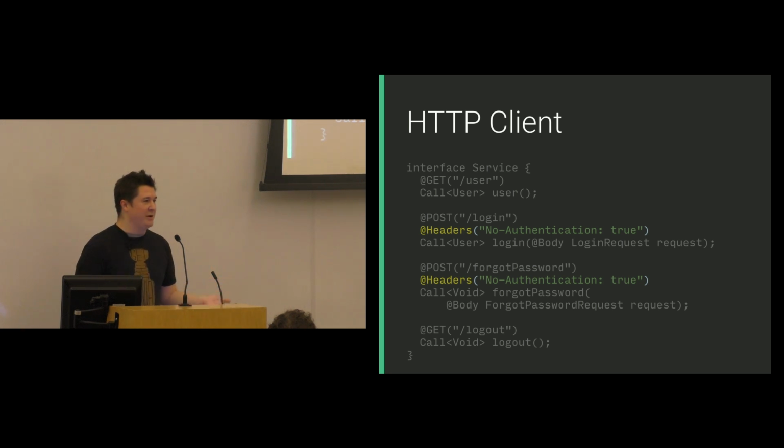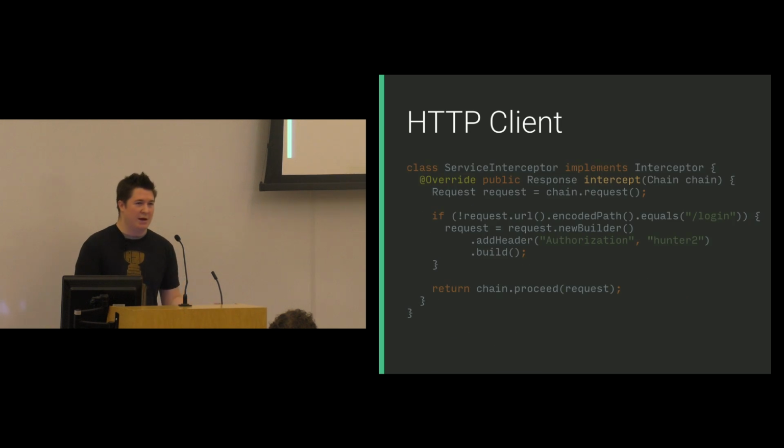And so in this case, I just called it no authentication. And what's nice is that in the interceptor, we can now look at that. Retrofit will add that header to the request, and then in the interceptor, instead of hard coding this URL, we can change it to just look for that header.